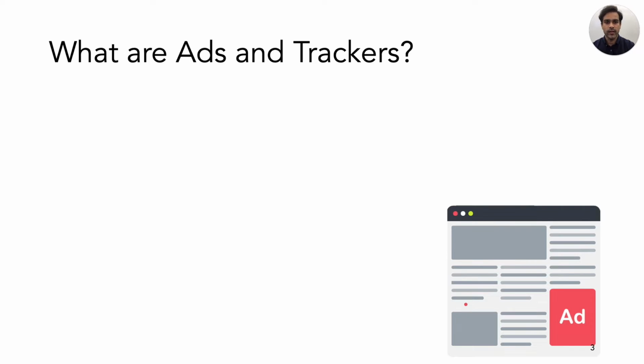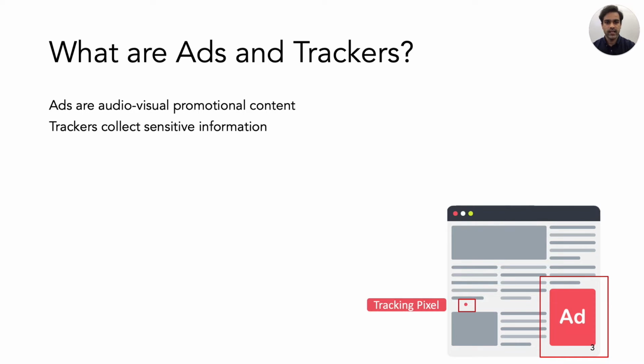Before I start talking about ad and tracker blocking, let's first discuss what ads and trackers are. Ads are audio-visual promotional content that are displayed on a web page, for example, the image at the right bottom of the screen. Whereas trackers collect sensitive user information like browsing history. In contrast to ads, trackers are mostly hidden from the user view and at times in the form of invisible pixels.